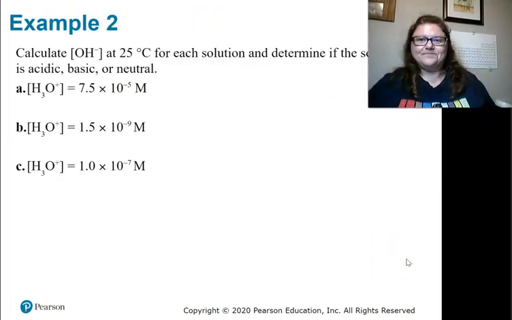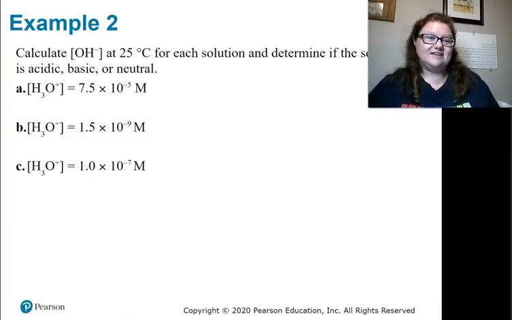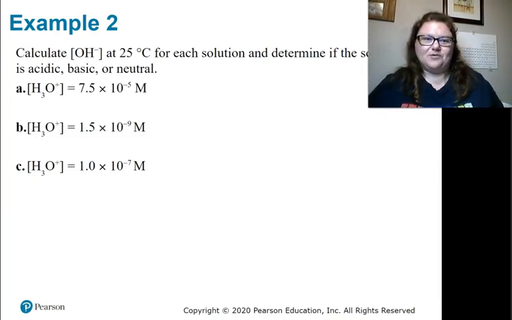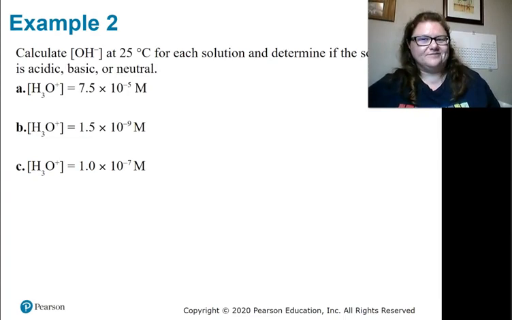Here's our second example. Calculate the hydroxide ion concentration for each solution and determine if the solution is going to be acidic, basic, or neutral. So let me give you some guidance, and then you can pause the video and try it out. For all three of these examples, we're just told the hydronium ion concentration. We need this to add up to 10 to the negative 14. That would be hydronium and hydroxide together. Give it some thought, and we'll go over it in a second.